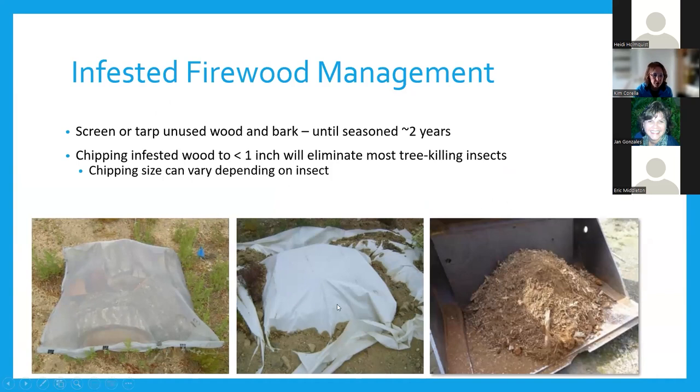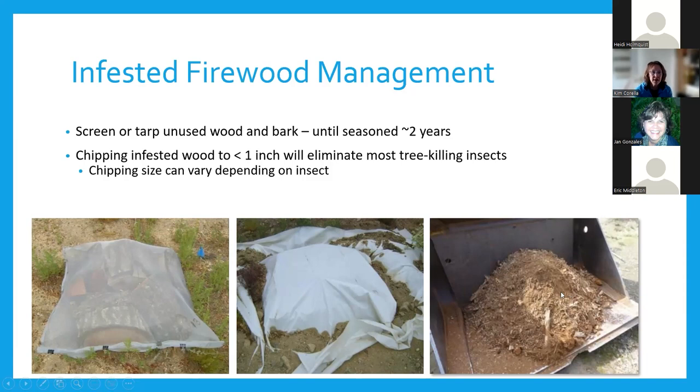You can tarp it. As was mentioned before, these tarps are fairly good. They're UV resistant, but they do break down over time and they do split. So constantly check your tarp and make sure that there are no holes or tears in it. This aluminum screening is preferred. It is more durable, a little more expensive, but you can reuse it over time, and it has less chance of tearing.